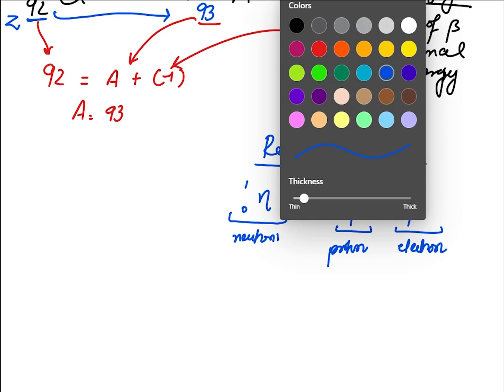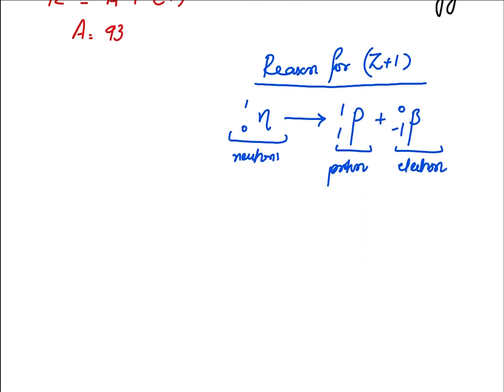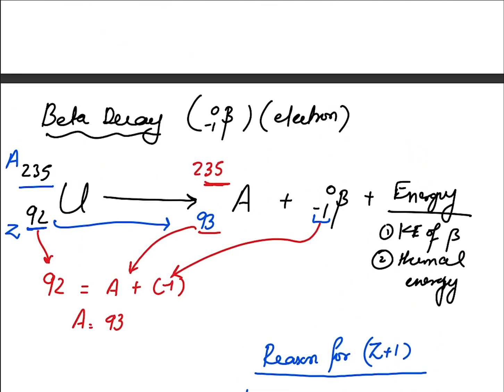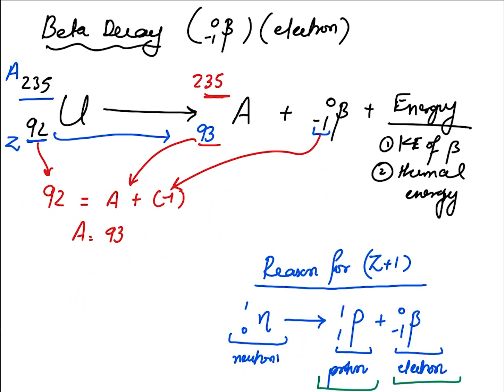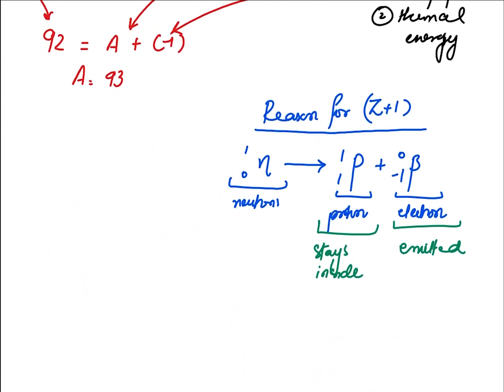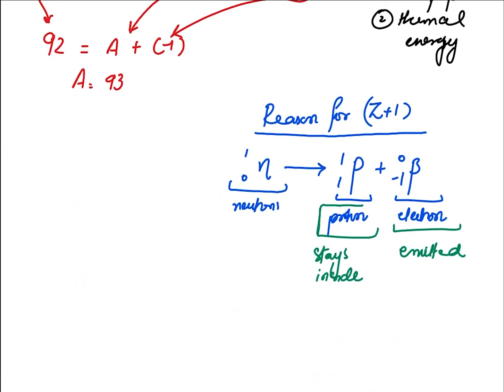But what is the fate of these particles? What happens with them? So the neutron got disintegrated, so it's no more there. The proton stays inside the nucleus, and the electron gets emitted out. So that eventually came to be known as beta decay. And now we see why 92 actually becomes 93, because the number of protons has increased by 1. There is a new proton in the system because one neutron got disintegrated.